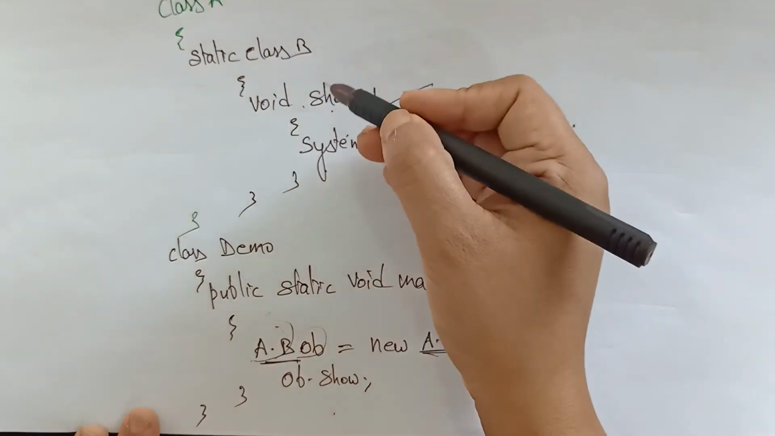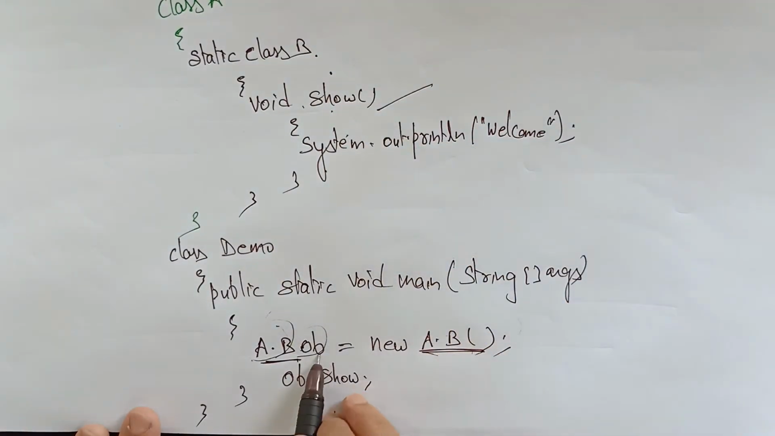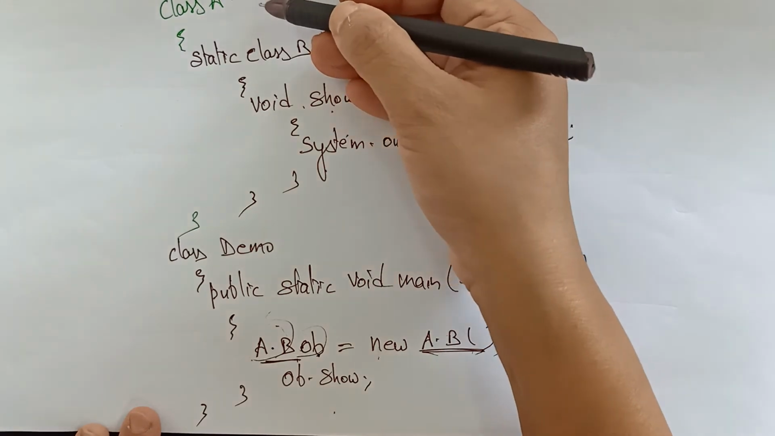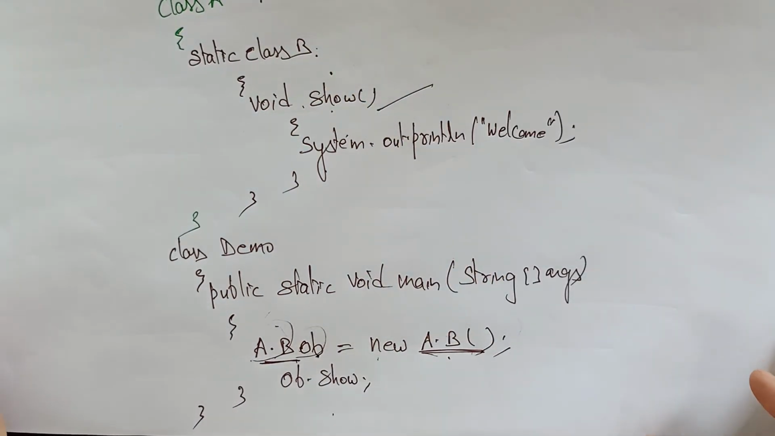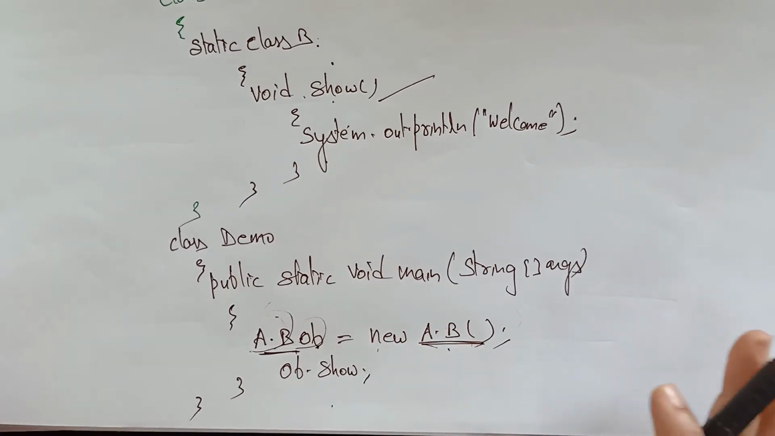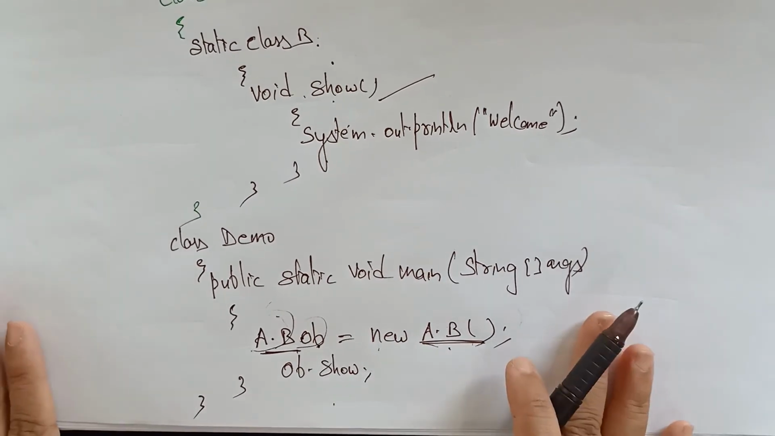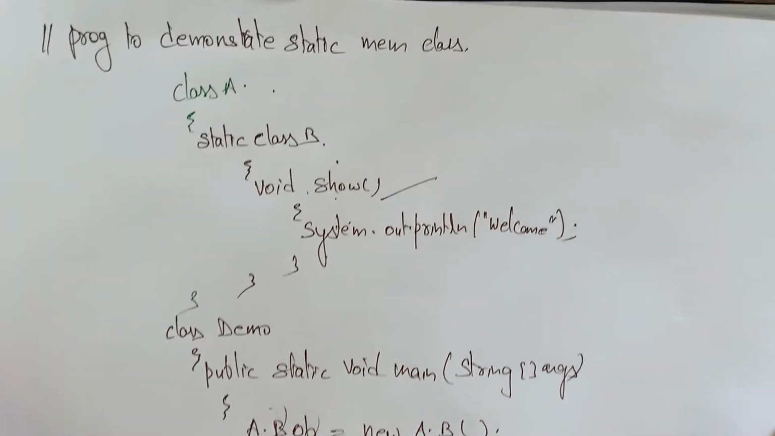A is the superclass and this is the inner class. A dot B. Okay. OB is the object reference. And the new constructor. So object is created for A dot B. OB dot show. Okay. So this is about a static member class. So a static member class is defined as a static member of another class.